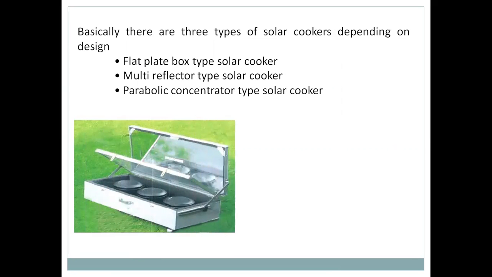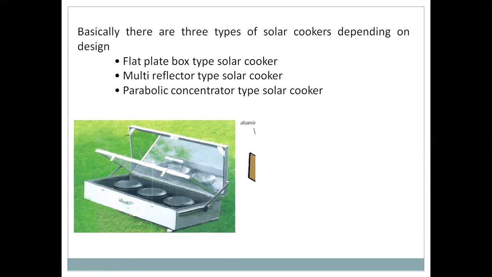You see, this is the box type solar cooker. Of course, it is a flat plate box type solar cooker. It looks like a box, and the cooking material with utensils is kept inside this box. The cap is closed with a glass window. If the sun's rays are incident normally on this glass window, the radiation enters the box and the food gets cooked.